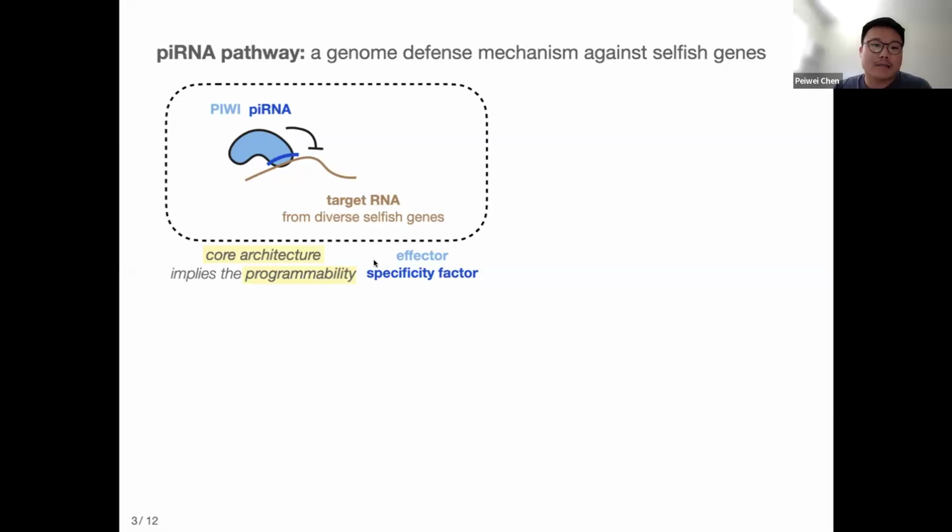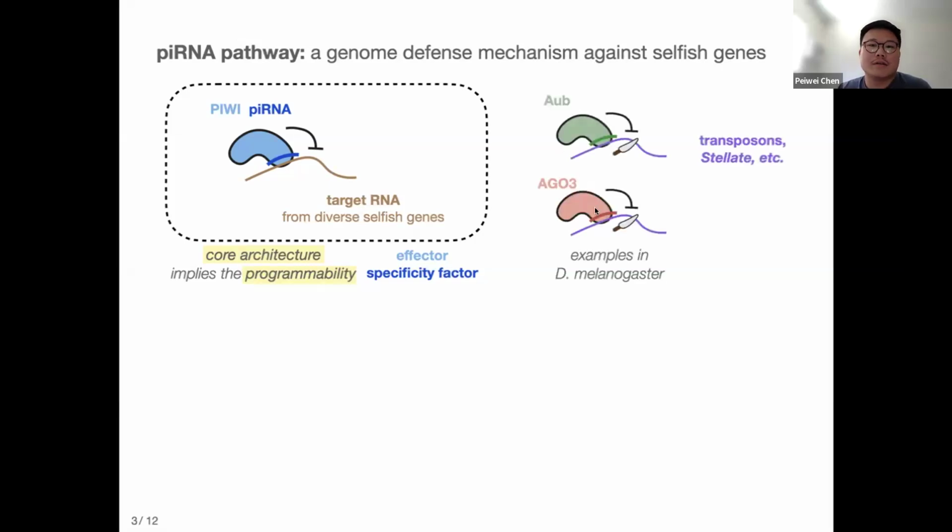In this case, the piRNA is the specificity factor that identifies the target, while the PIWI protein is the effector that silences the target. Such a binary core architecture of the piRNA pathway implies that the system is very programmable, because by changing just the piRNA sequences, the entire pathway can be used to control different targets. For example, in the fruit fly, Drosophila melanogaster, which is the organism I work on during my PhD, there are 2 PIWI proteins called Aub and Ago3, which are endonucleases that can cleave target RNAs to silence the expression. And their targets include different transposons and a selfish meiotic driver called Stellate. Silencing this diverse array of selfish genes is absolutely essential to fertility.